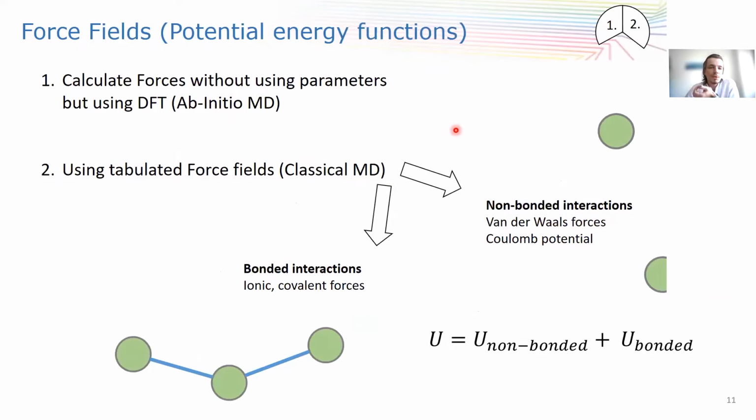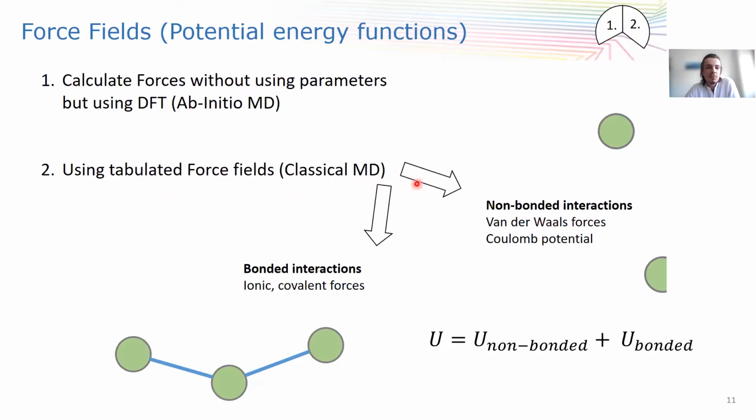We have two options to do it. The first one is to calculate the forces without using parameters, but using DFT theory, as Doa was speaking about several minutes ago, and this is called ab initio molecular dynamics. But in my case, what I want to present today, we'll be using tabulated force fields, tabulated potentials, and this is referred to as classical molecular dynamics.